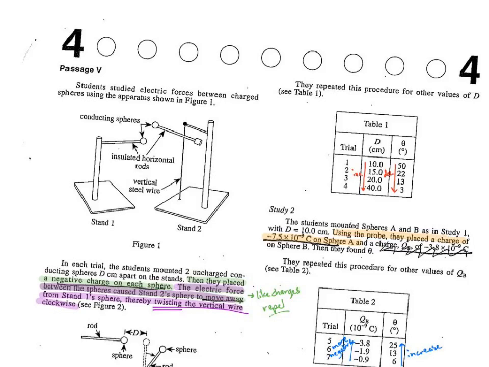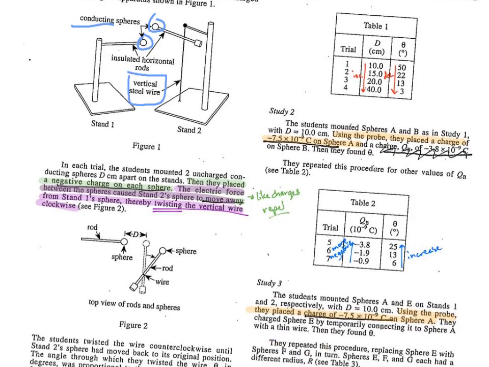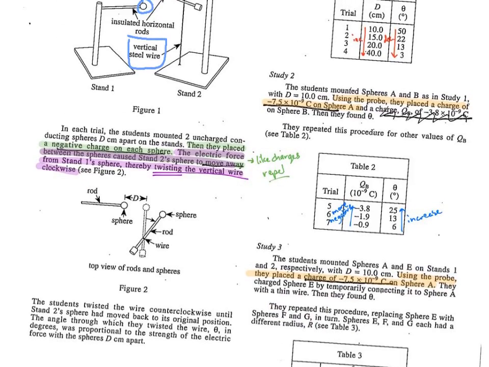Passage 5 is a research summaries passage, and students were studying electrical forces between conducting spheres. So there are these spheres right here that, when brought close to each other, would move away from each other. And what they would do is they would twist this vertical wire, and what students were measuring was how far, or what angle, theta, that those spheres moved away from each other.